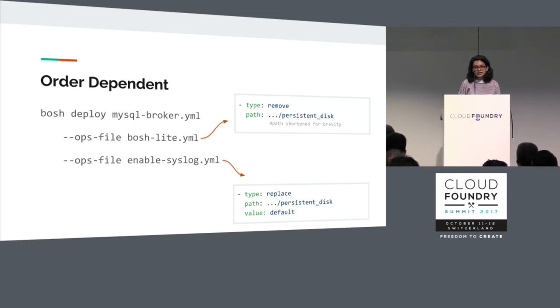I have all these ops files at my disposal, ones that I've written myself, ones that are part of the Bosch release themselves. You can't just, based on the name, start pulling them together and have a deployment. You really need to think about how it's orchestrated.